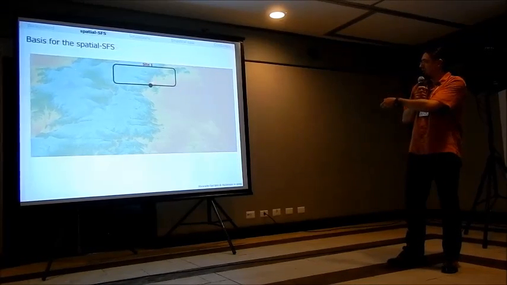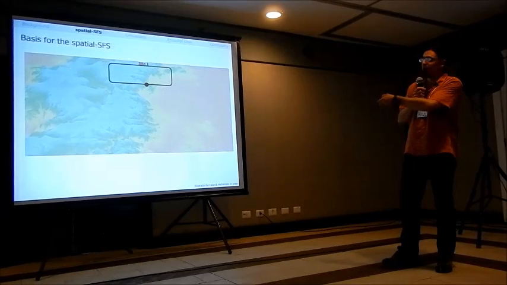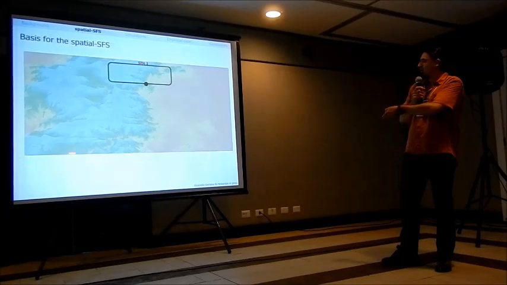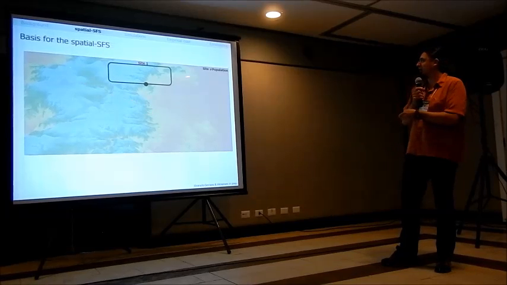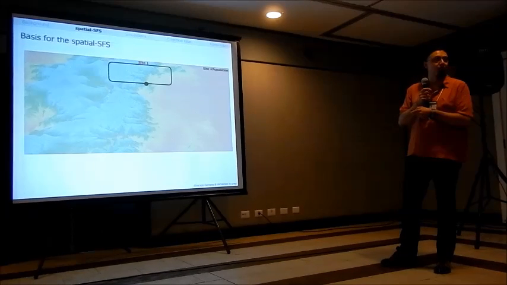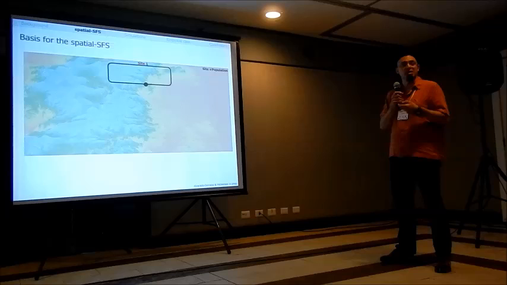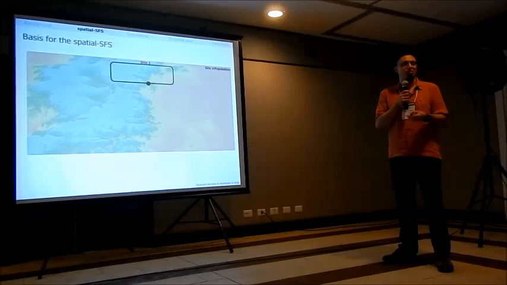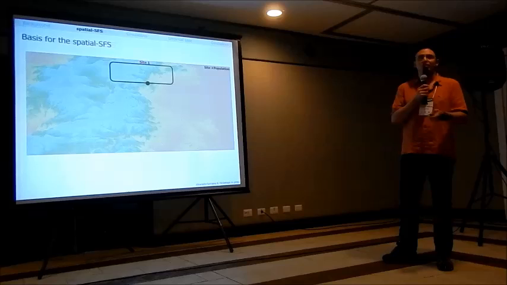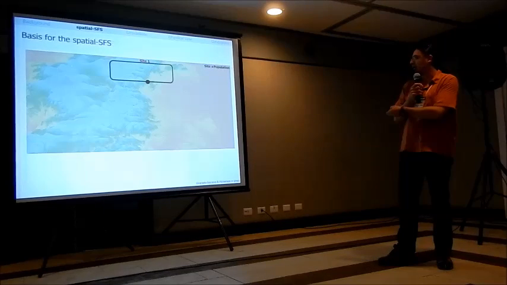So let's imagine you have one site over here, a locality. This is longitude, this is latitude. And one thing I want to point out is that by site, I'm not referring to a population in the genetic sense. And actually that's the beauty of our method. You don't need to assign individuals to populations. All you need is the coordinates where you collected that particular individual.